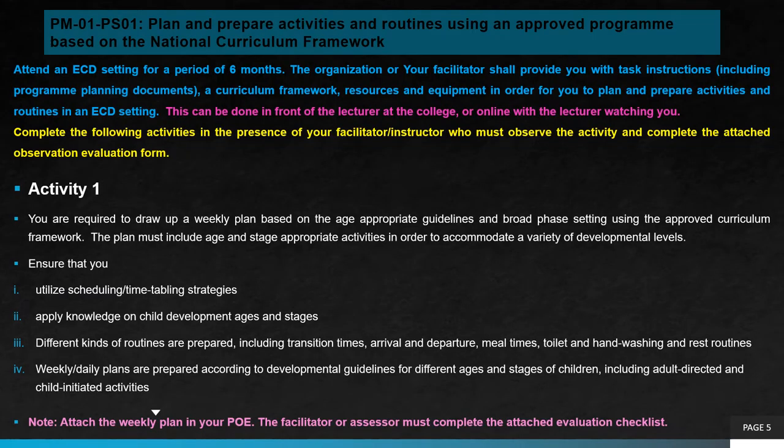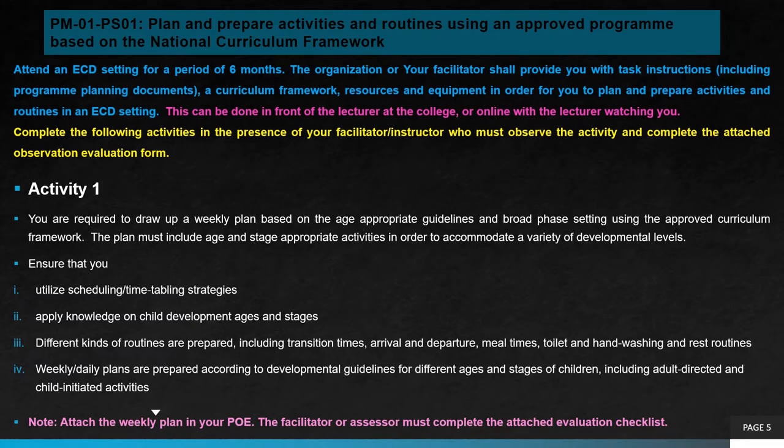So let's have a look at the first practical module, module number 1. I am going to show you the activity, and then I am going to give you one of the assignments that I have done so that you can get an understanding of the level that is expected of a practical module. The first practical module is to plan and prepare activities and routines using an approved program based on the National Curriculum Framework. So we have to work according to the curriculum for ECD students.